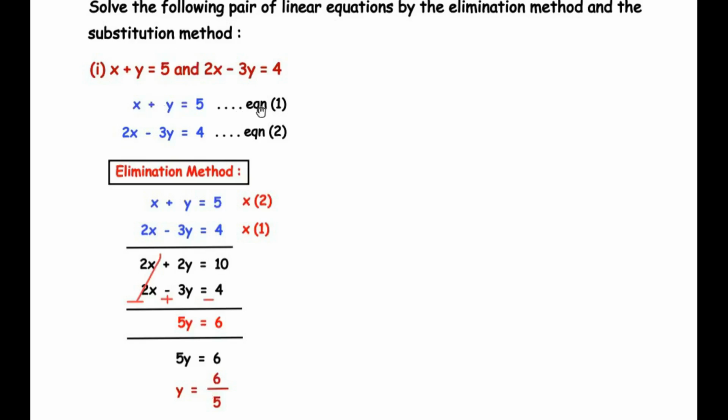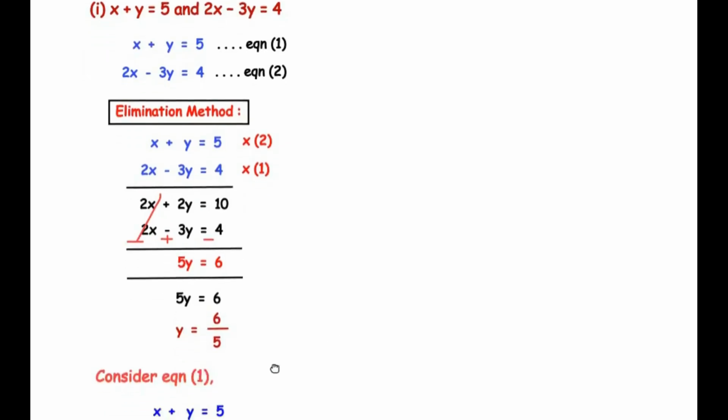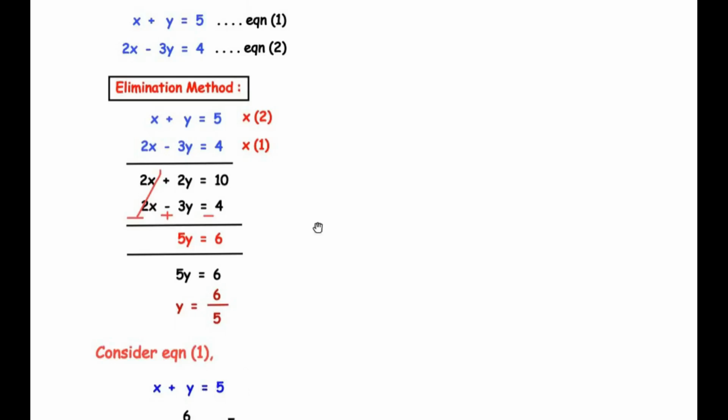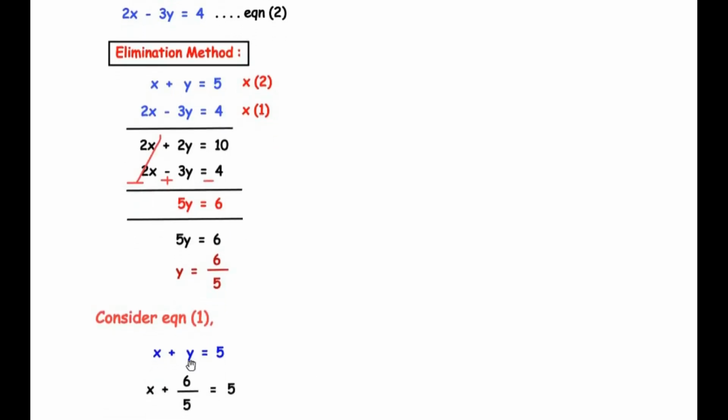by using equation 1. So here we have written, consider equation 1, that is x plus y is equal to 5. Now you can take any of the two equations but choose the easier one. So equation 1 looks easier, so I have chosen the first one. Now in equation 1 we are going to substitute the value of y, that is x plus, in place of y we have put 6 over 5 equal to 5.